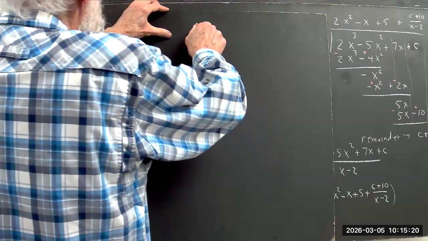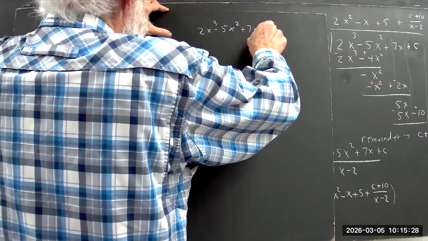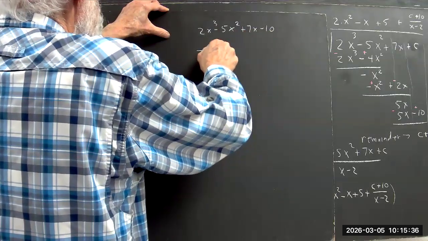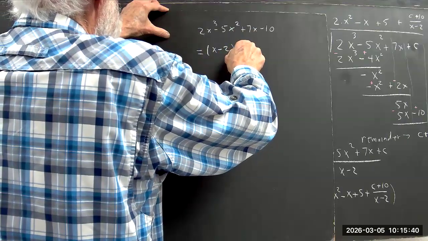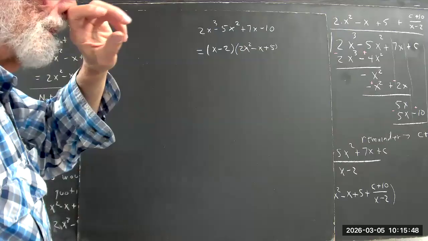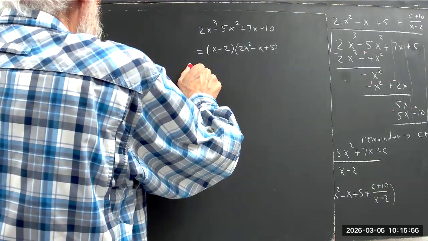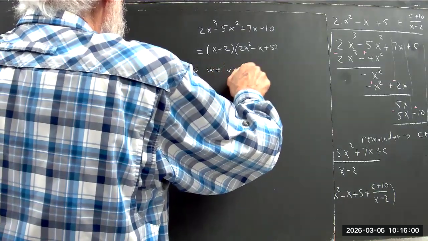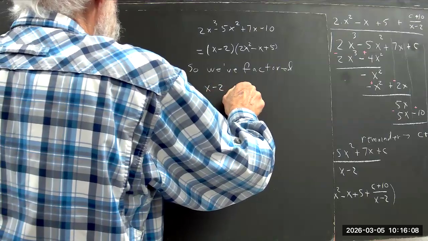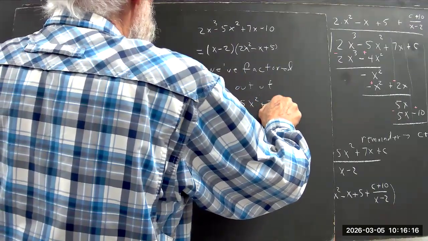Let's look at what we've got. 2x cubed minus 5x squared plus 7x minus 10 equals x minus 2 times 2x squared minus x plus 5. Now you can multiply this out and verify it. What we've done here is we've factored x minus 2 out of the expression 2x cubed minus 5x squared plus 7x minus 10.